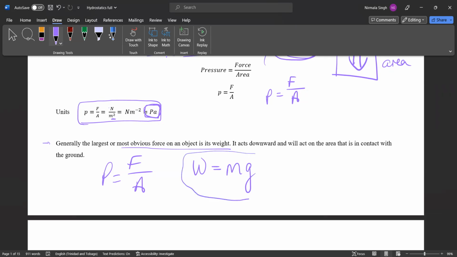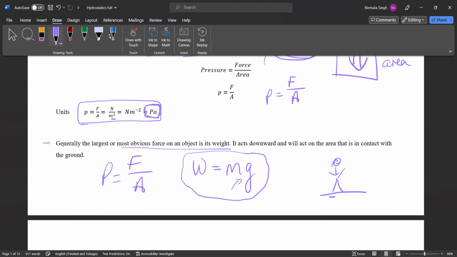Anytime you deal with forces, please note when you're on Earth, you have a force already. And that force is called your weight. Your weight is a downward force that is a result of gravity. So we always have a force acting on us, and that is our weight. So let's continue. Let's read this again. Generally, the largest and most obvious force on an object is its weight. It acts downward and will act on the area that is in contact with the ground. So please note when you're standing up on the ground, as my stick figure, listen.